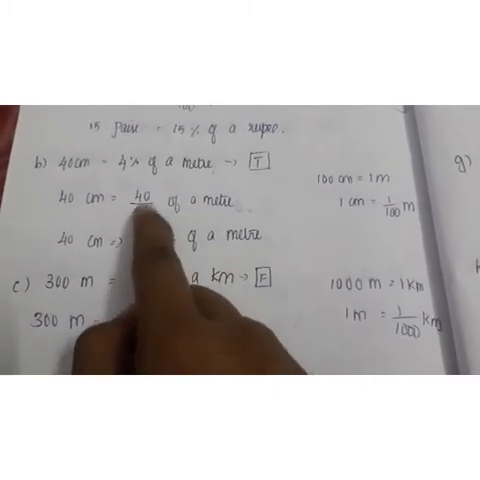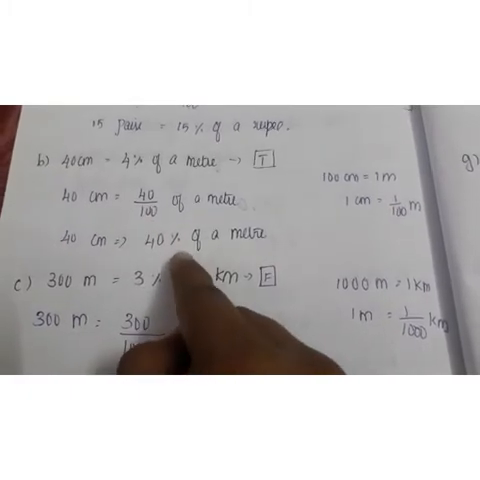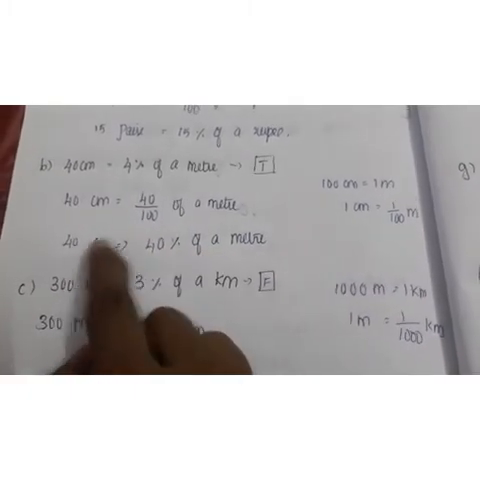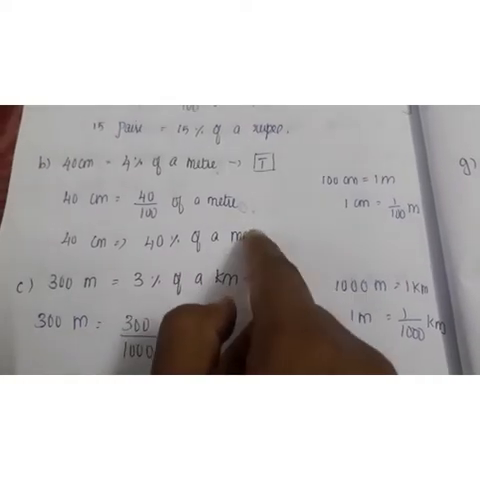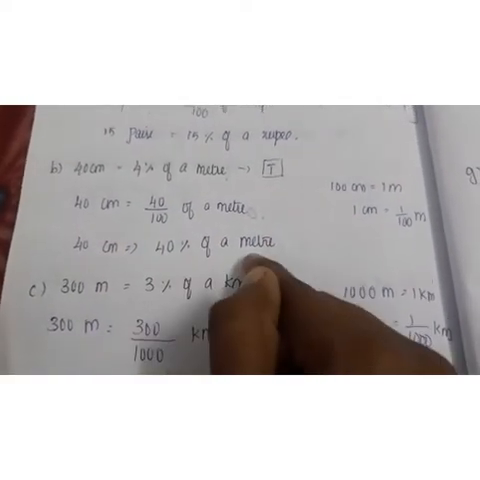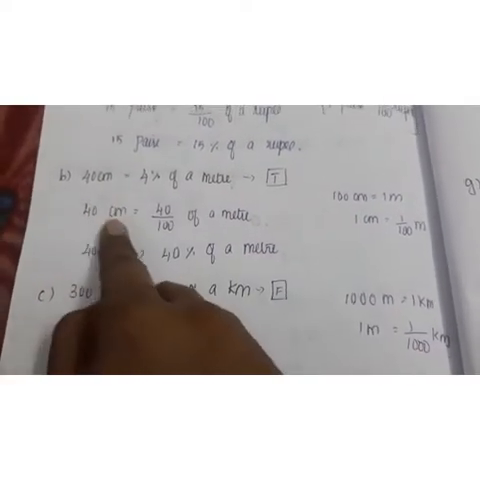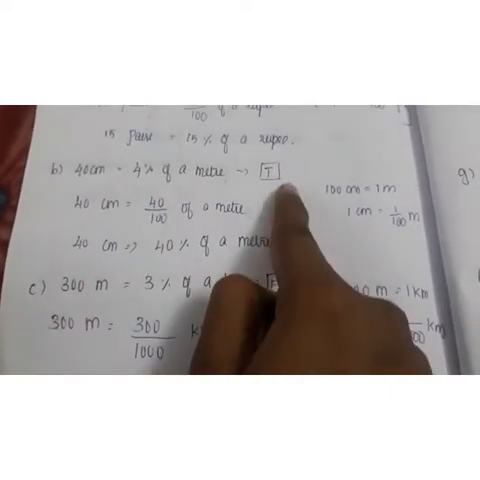Now, instead of this 40 by 100 I can put percentage, because it is out of 100. So 40 percentage of a meter. So 40 centimeter is equal to 40% of a meter. Both left hand side and right hand side are equal. So the statement is true.